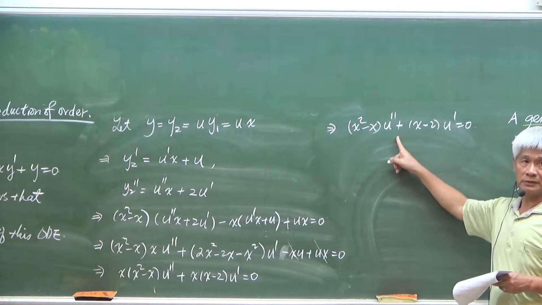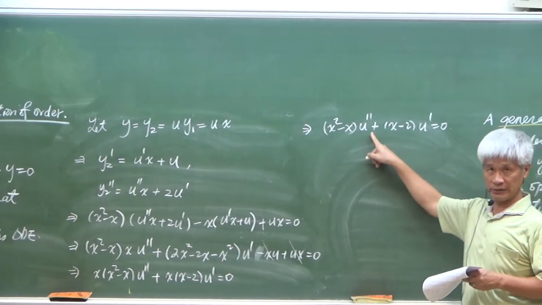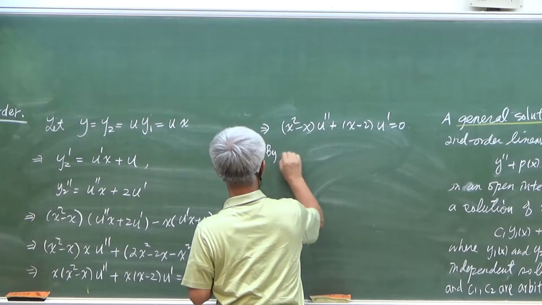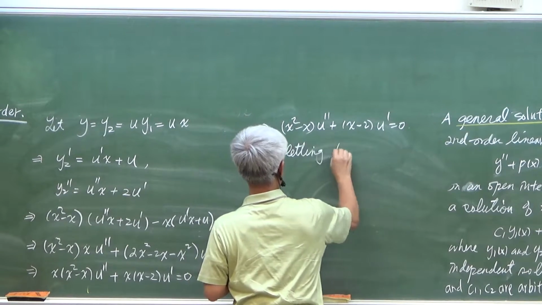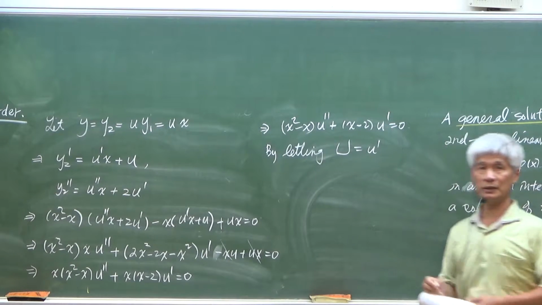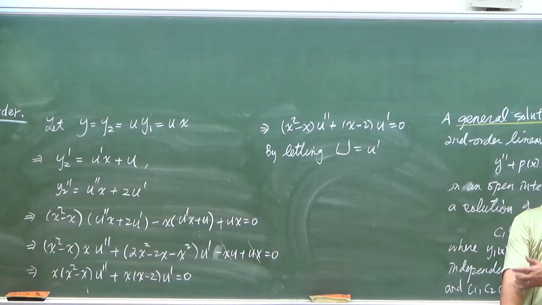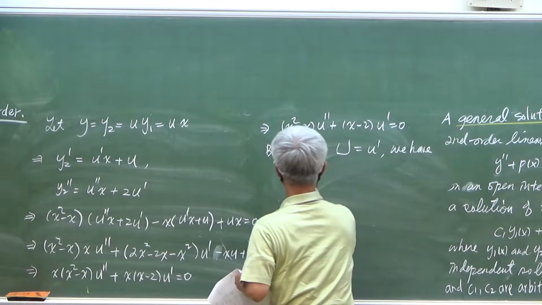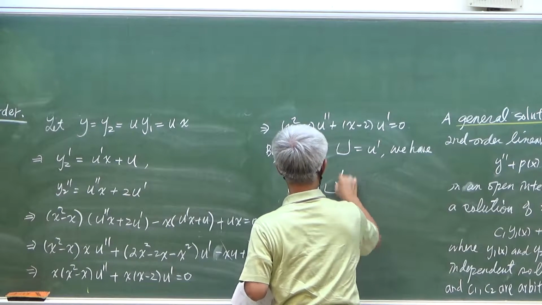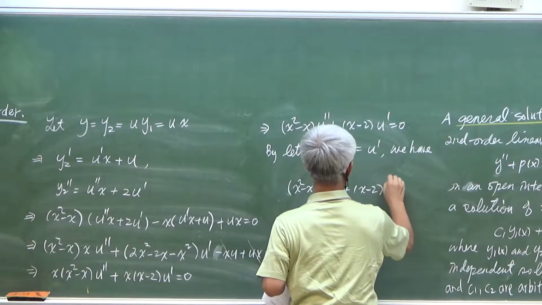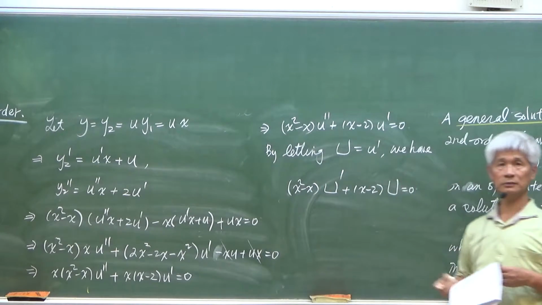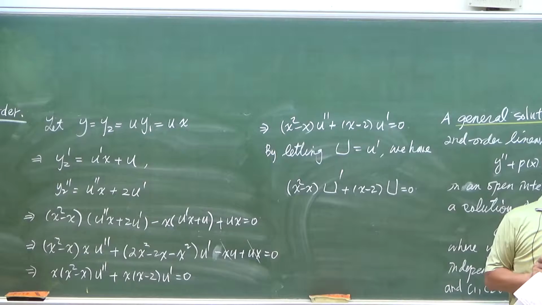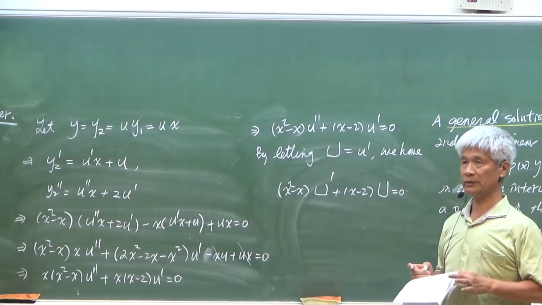It appears to be a second order ODE, right? But by letting capital U equal to u prime, we let the capital U be the first derivative of u. We have x squared minus x, U prime plus x minus 2, U equal to 0. Now we end up with a first order ODE, and we can solve it by separation of variables.